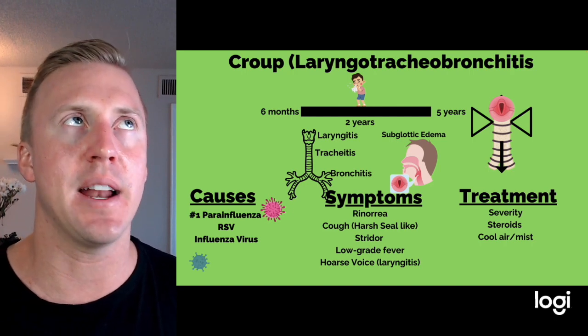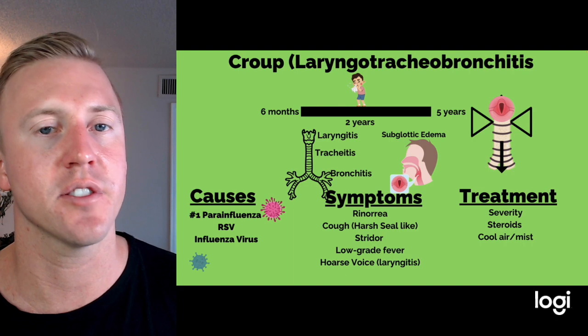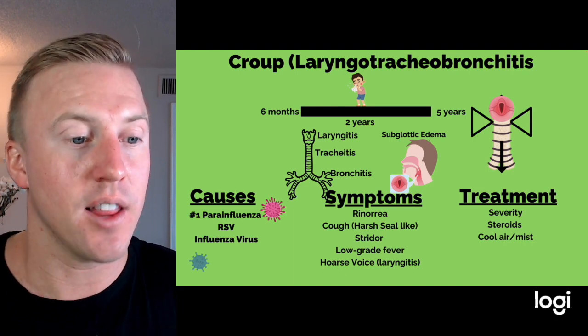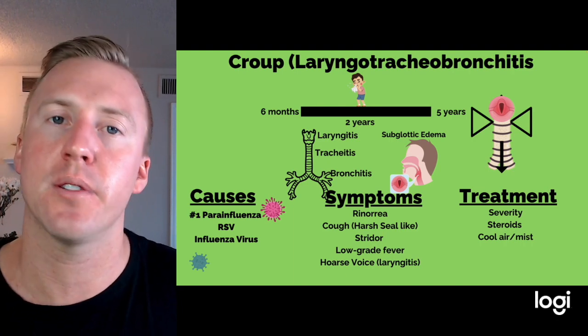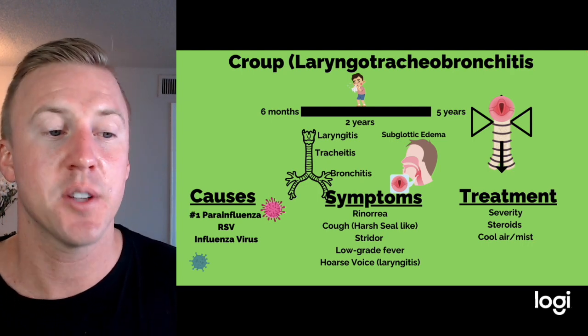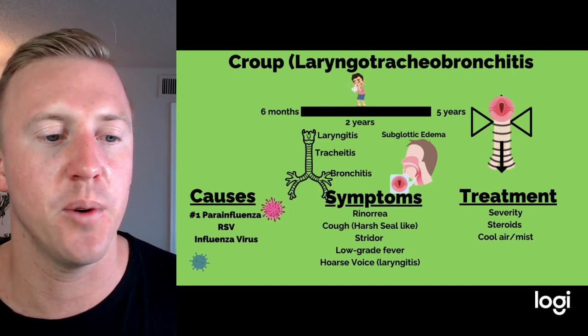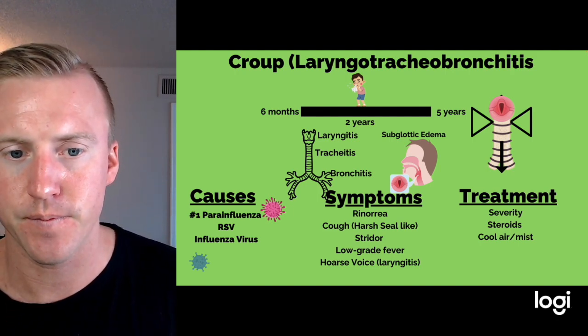Now, this happens anywhere from 6 months to 5 years, most commonly seeing kiddos that are 2 years of age. Common causes: parainfluenza, one of the most common causes of this, but look who is back, RSV and influenza. So in general, the flu can cause a lot of these, and RSV can cause a lot of these, but parainfluenza is one of our biggest causes here.